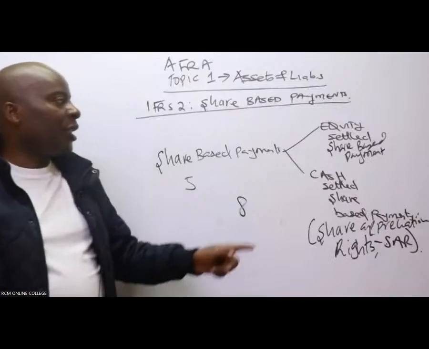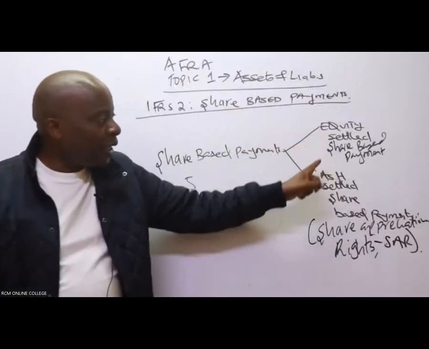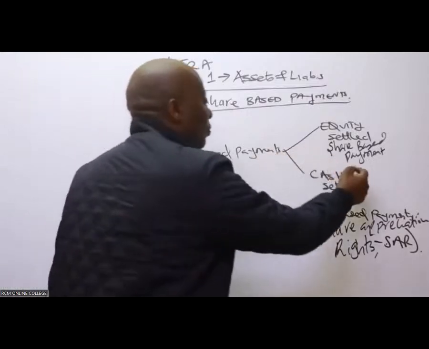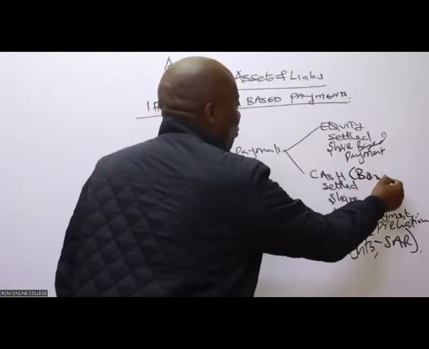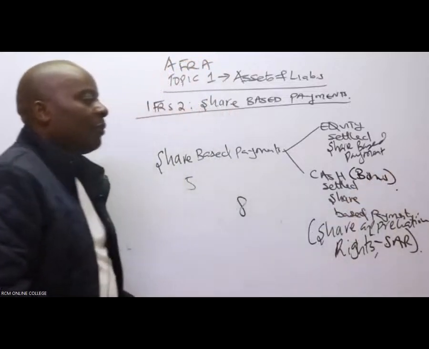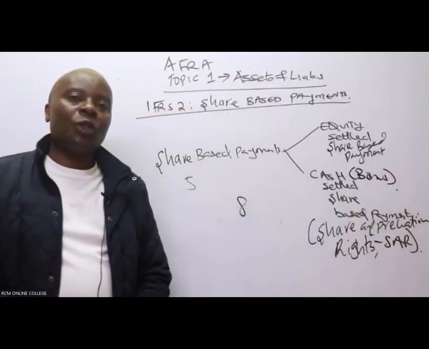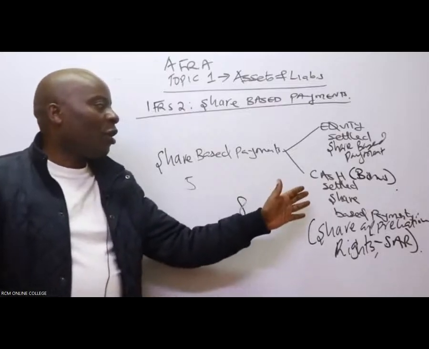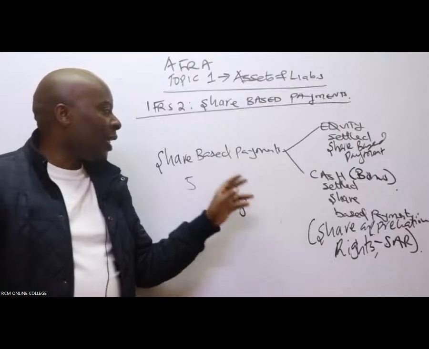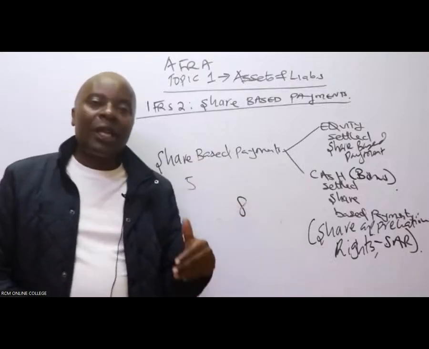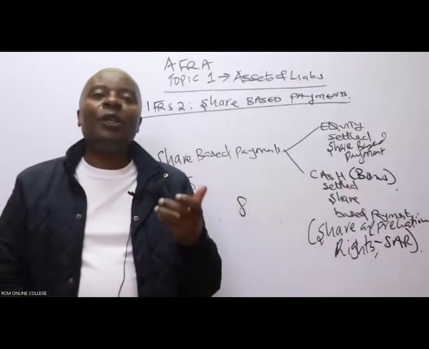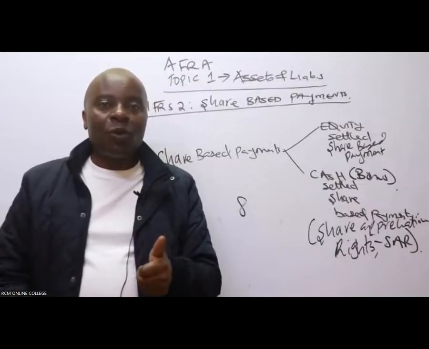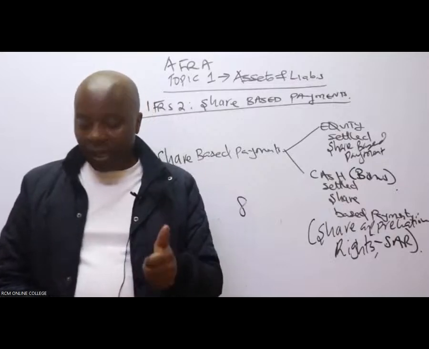So basically here we are giving you ordinary shares, and here we are giving you a cash bonus. Cash settled, share-based payments. So then the question that will arise here is, if you're going to give us cash, why are we accounting for this under share-based? It's because the bonus we are going to pay you is pegged on share price.